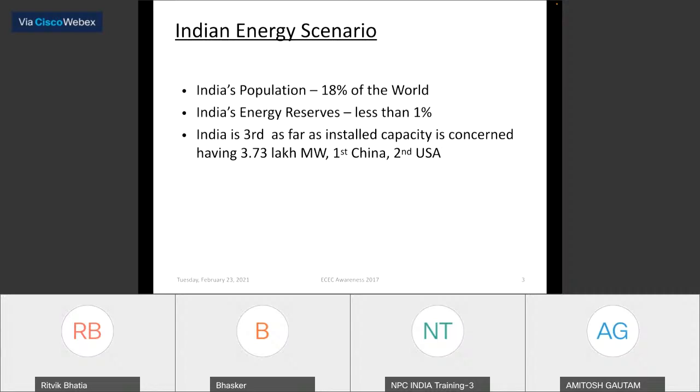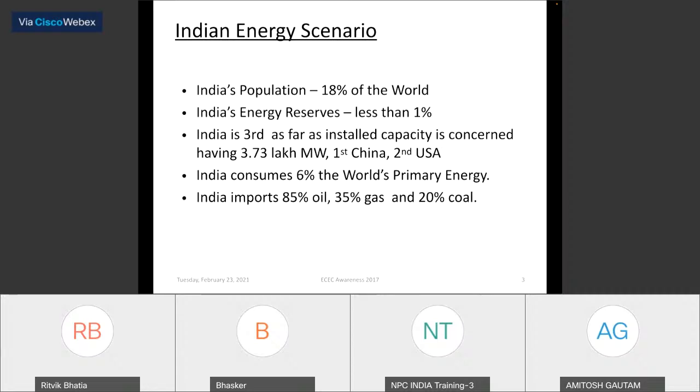The first one is China with 14 lakh megawatt installed capacity, and second is the USA. Now, India consumes about 6% of the total world's primary energy, and India also imports 85% of its oil, 35% of its gas, and 20% of its coal from outside our country. So as we do not have fossil fuel, only 1% of the total world reserves, we have to see that we are conserving well first of all. But we cannot stop our progress or development because we have a small amount of energy reserves.